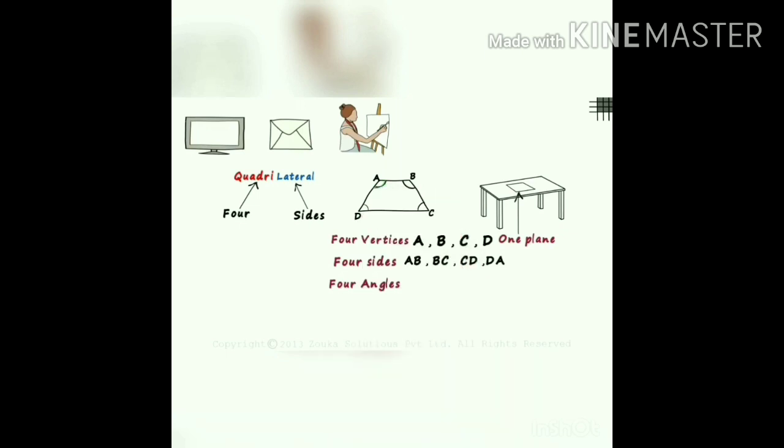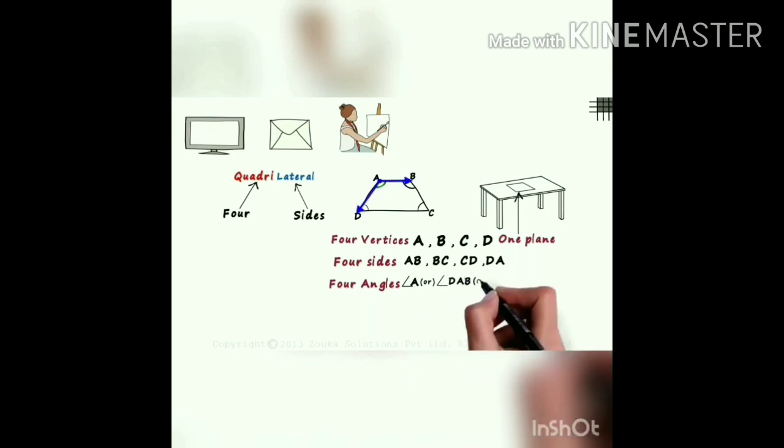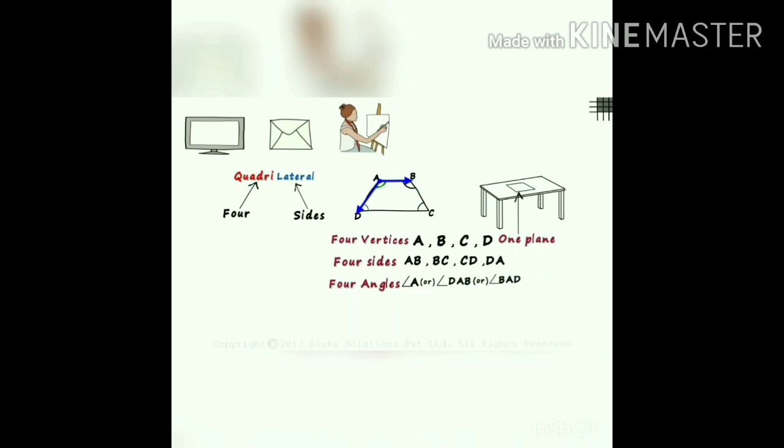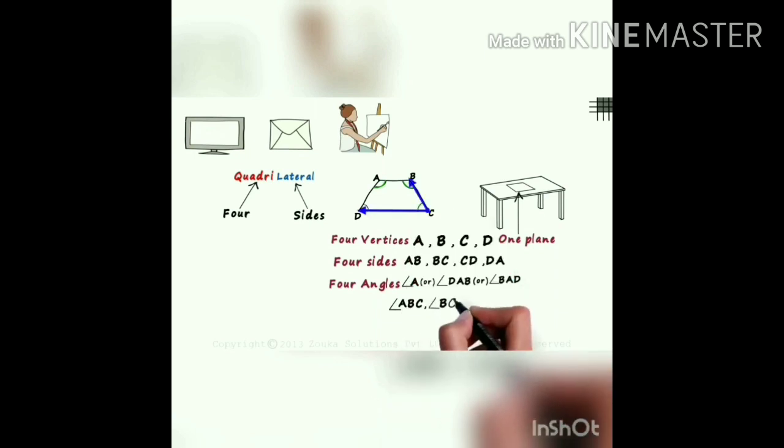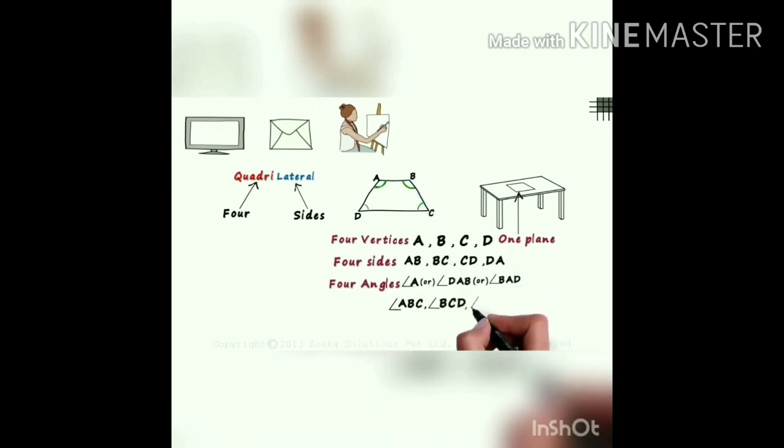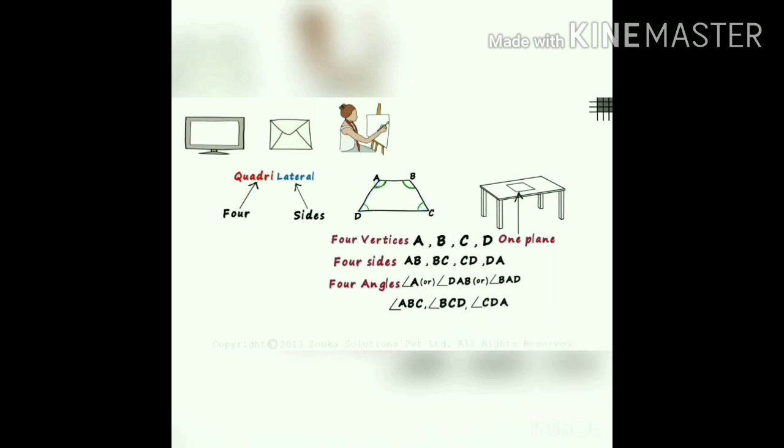But how do we name the angles? Well, we can call it angle A, or angle DAB, or angle BAD. These two cases we name with the base side. So this angle is called ABC, this angle is called BCD, and this angle is called CDA.